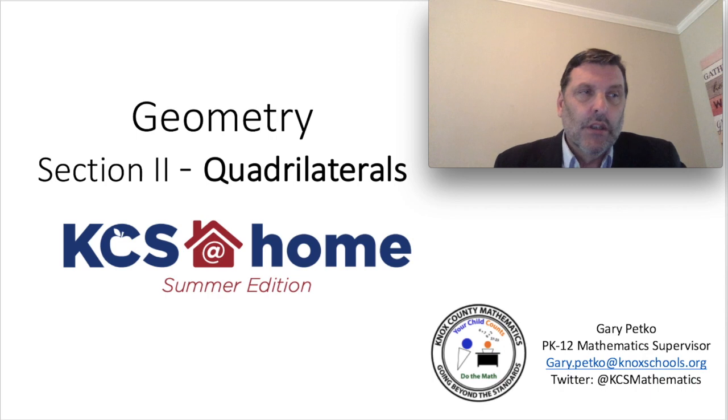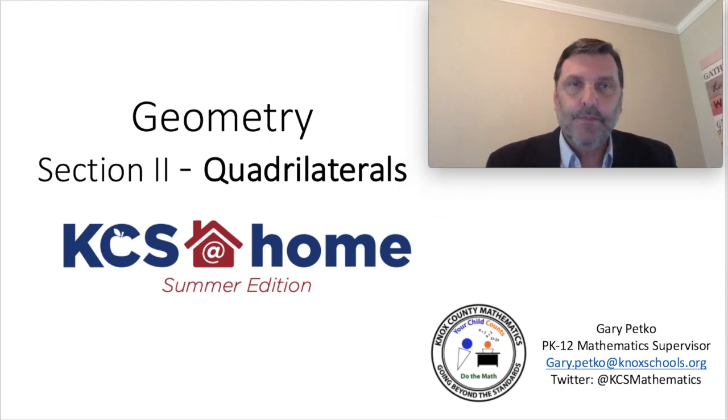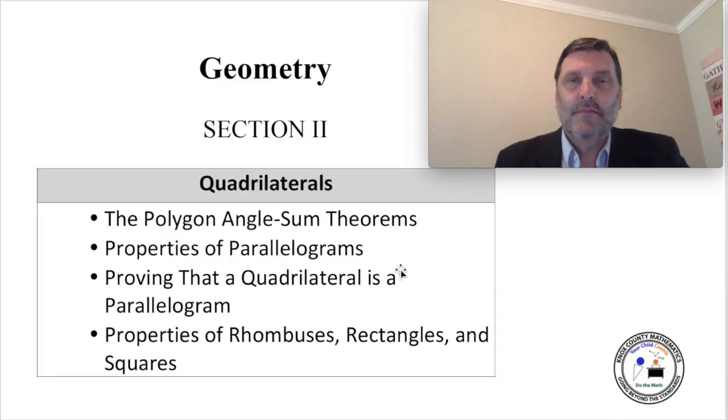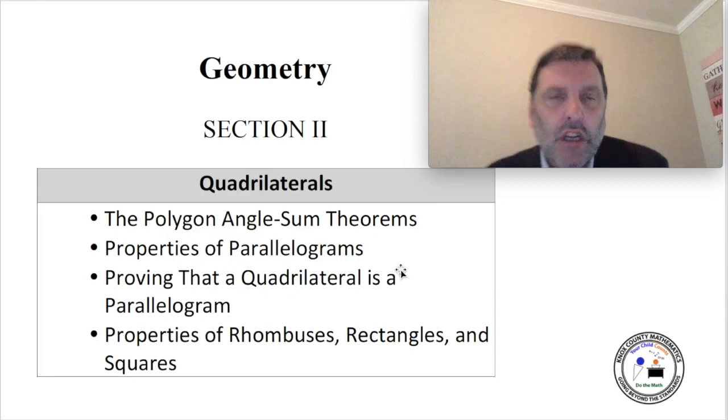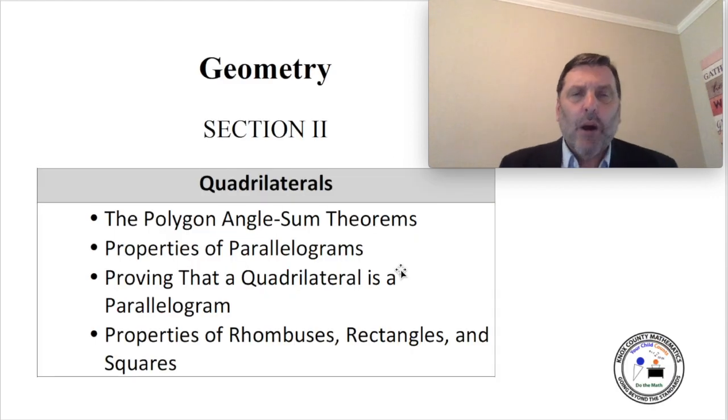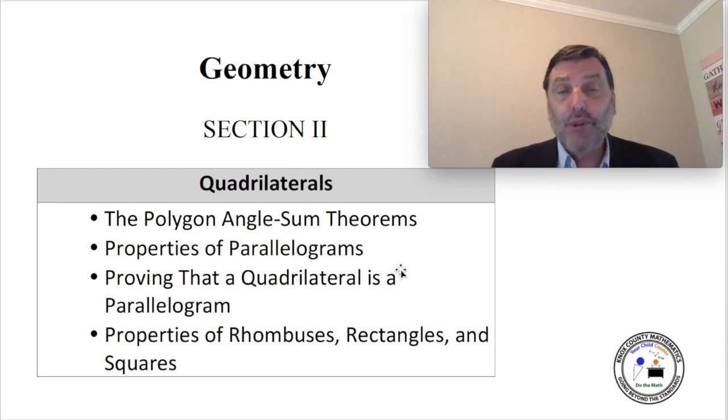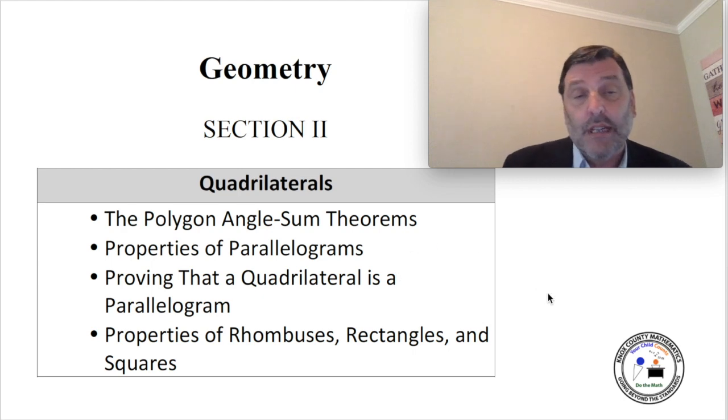This video goes with Geometry Section 2 on quadrilaterals. In this section, we're going to talk about four things: the polygon angle sum theorems, properties of polygons, proving that a quadrilateral is a parallelogram, and properties of rhombuses or rhombi, rectangles, and squares.